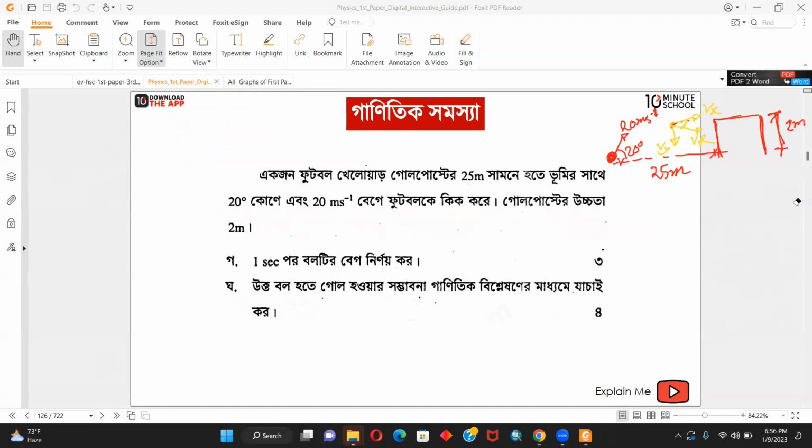The next question is, will the scorer be able to score the goal? Consider that there is no goalkeeper, obviously, because that is out of our question. So will the scorer be able to score the goal? What is your thought process regarding this problem? How do you solve it?